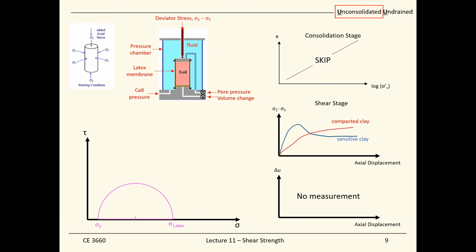But realize that the difference between the UU test and CU test is that sigma 3 is not 0. And the radius of the Mohr circle tells you the undrained shear strength, Su.